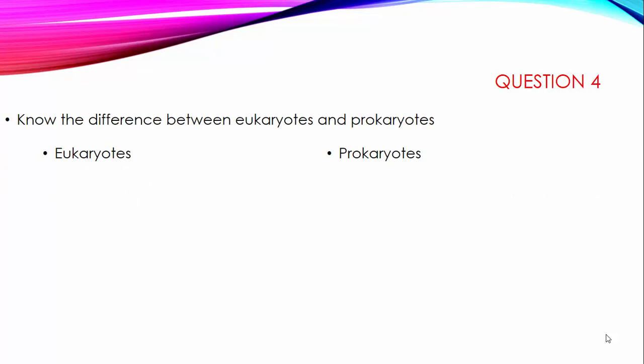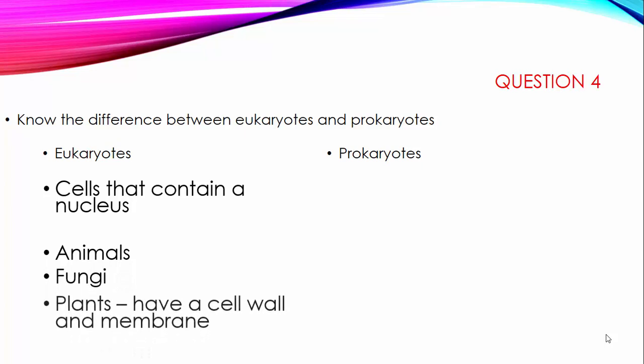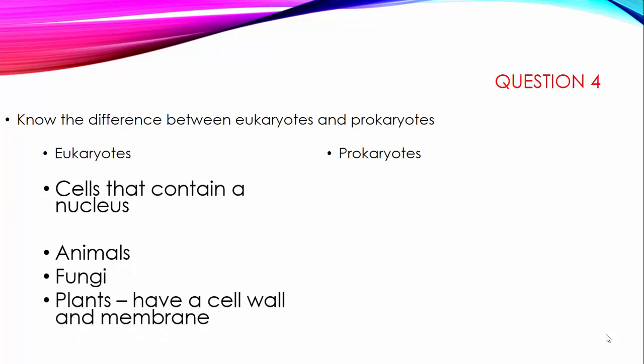All right, number 4, know the difference between eukaryotes and prokaryotes. Eukaryotes are cells that contain a nucleus. Animals, fungi like mushrooms, plants, don't forget they have a cell wall. That is something you'll need to know for the next unit. You don't necessarily need to know that they have a cell wall for this question, but it's good information to know.